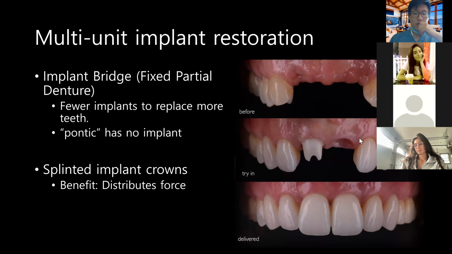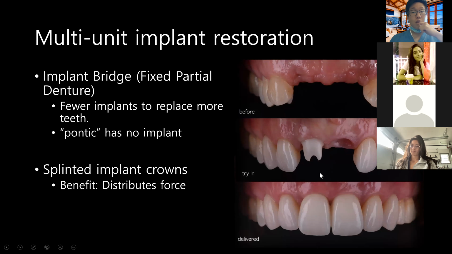Multi-unit implant restorations are pretty much the same thing, except you can have multiple units. You can have a bridge. I'm not going to go into details here. You don't really have to know the details of these. Basically, just like a bridge, you can do an implant bridge where you have the crown here and then the pontic here, okay? And you can also do a splinted implant crown, which is a little bit different.